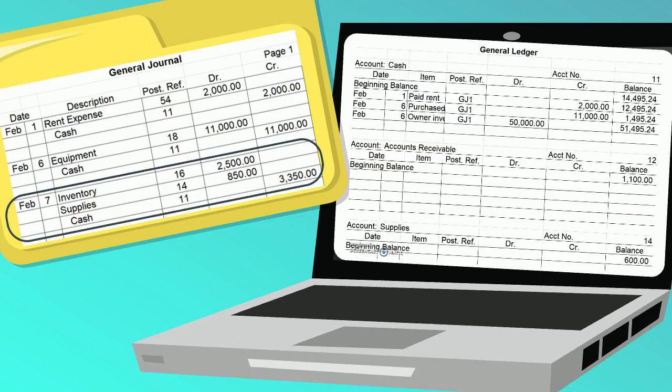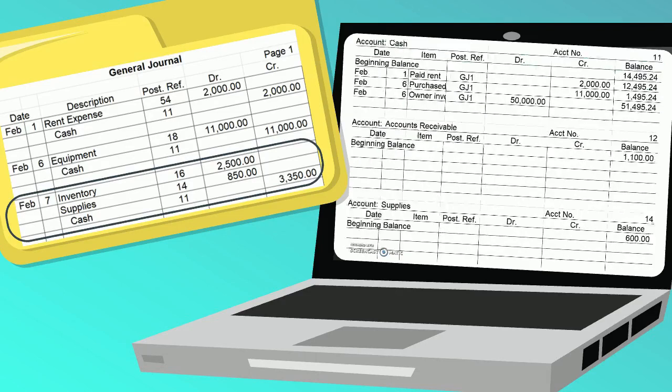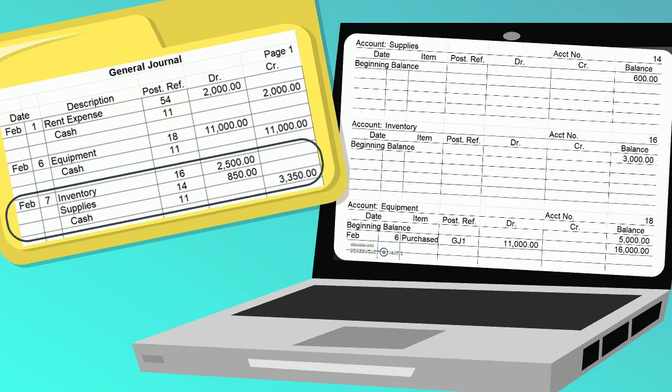So we have our references in the journal to show me what accounts that I'm going to be using. So we're going to go and find them in the ledger and post them there. So inventory is the first account. So we're going to go to account 16, put our information in here. The date this was done, the item, the posting reference, where in the journal this can be found, and this was a debit of $2,500, which is an increase in this account.